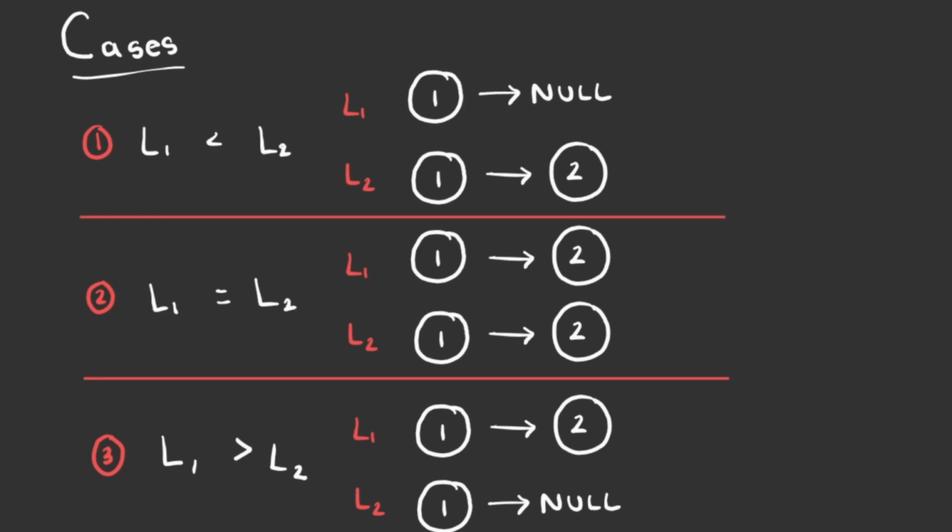We just have a node pointing to null, and the length of L1 is 1 and the length of L2 is 2. We can also have that L1 is equal to L2, and that just means that each of the nodes is valid when we increment the pointers. Finally, we have that L1 is greater than L2, and that's just the reverse of the first condition, and we have a null pointer earlier than the end of the first linked list.